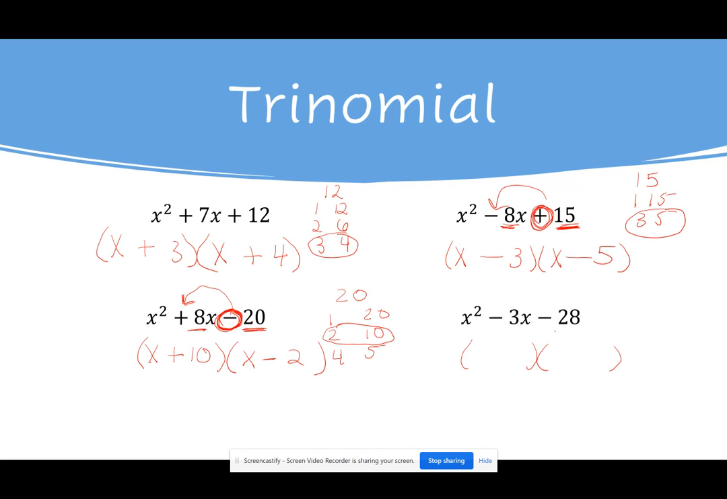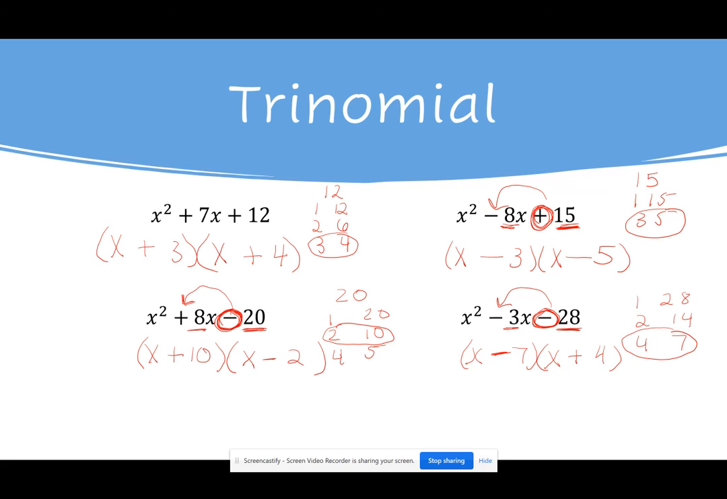And then for this last one, start out with your x's. And we want two numbers that multiply to 28 and subtract to 3. So we have 1 and 28, 2 and 14, 4 times 7. 7 minus 4 will give us 3. So we're going to use 7 and 4. And when your last sign is a negative, they're opposite signs. So we look back and our bigger number gets that first sign. So again, when you're doing these, always work backwards to see if you're adding or subtracting to that middle number.